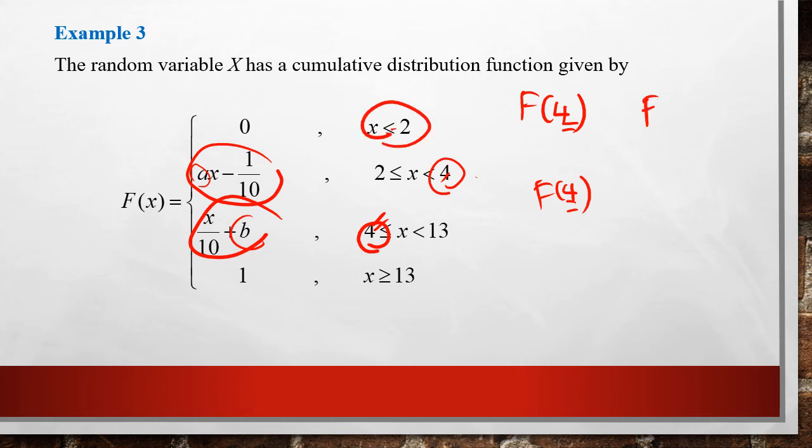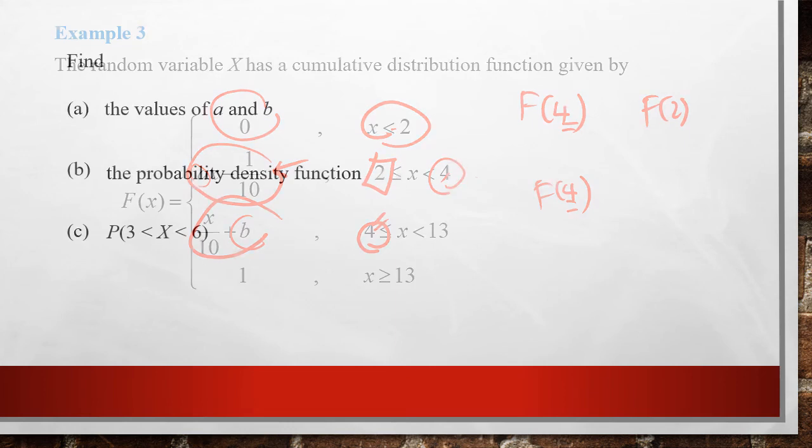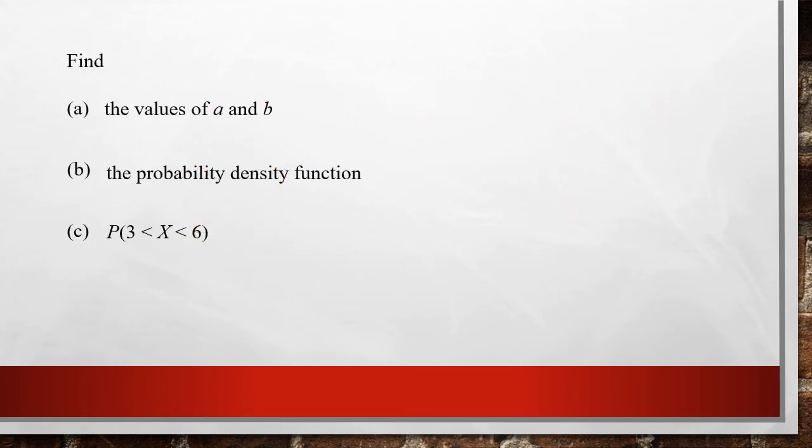The same for x equal to 2. So for capital F of 2, if we use function 0, it will be the same as capital F of 2 if we use the second function. Why? Because both have the value of x equal to 2. So by using that property, we can find out the values of A and B. Then next we need to find the probability density function, which means we have to go back to the PDF. And lastly, to find the probability of x in between 3 and 6.